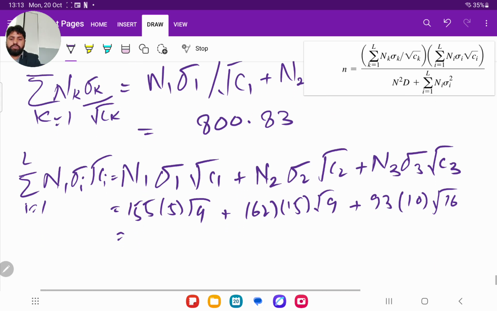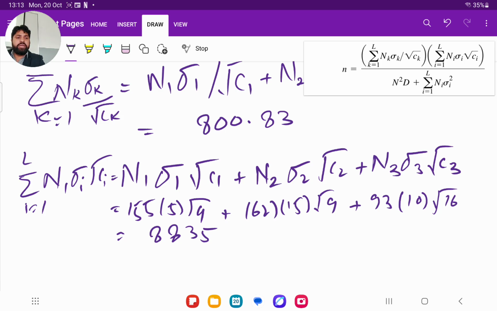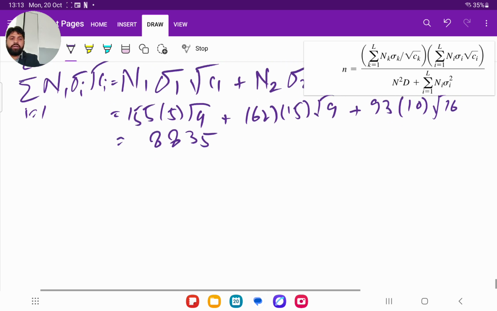So we got the answer in the numerator. One is 800.83, another is 8835. Now we have to calculate n square d.